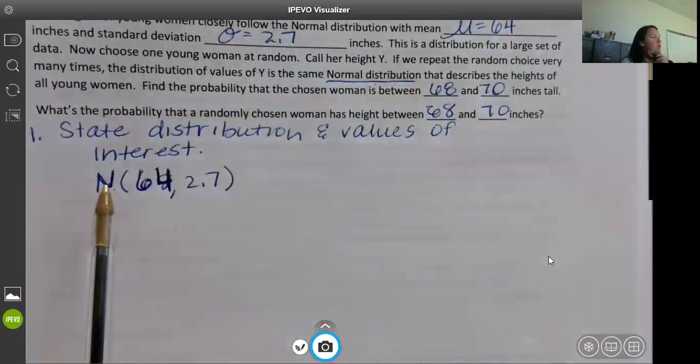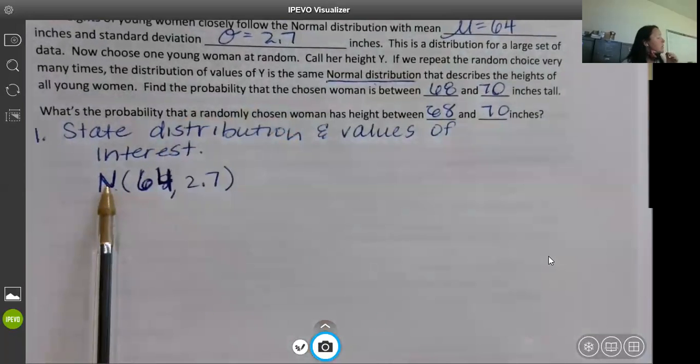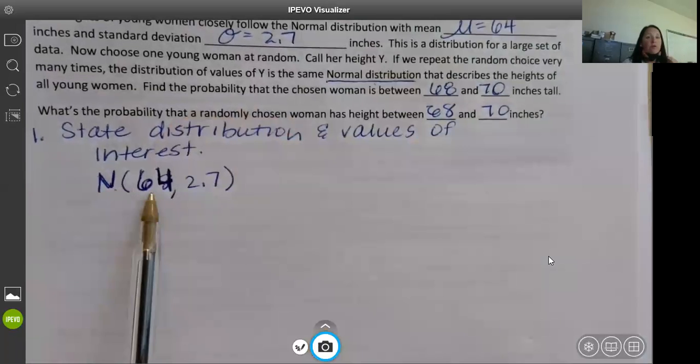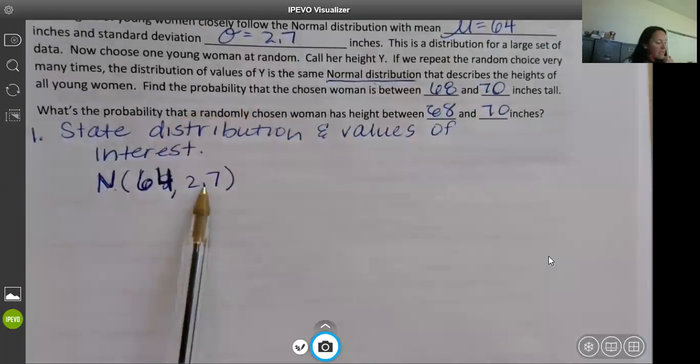So that lets you know that you can use normal functions on your calculator. You know what I'm talking about? Remember your normal CDFs we used on our calculator? That's what this problem is. It's a normal CDF problem, but we do it a little bit different. 64 is your mean and 2.7 is your standard deviation.